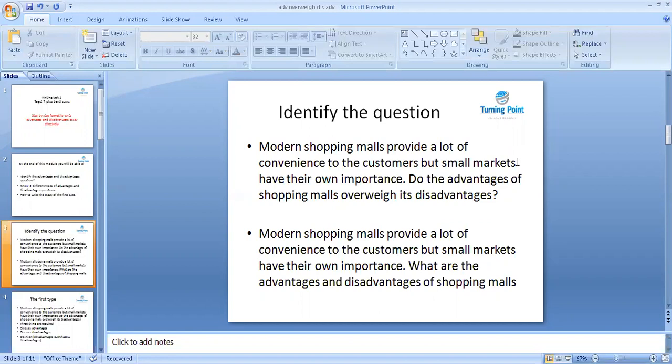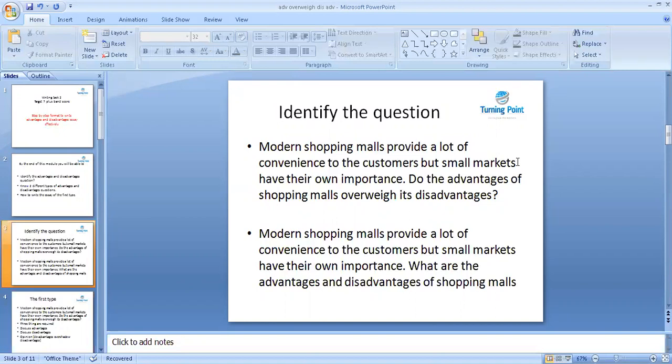They will be something like this. Modern shopping malls provide a lot of convenience to the customers, but small markets have their own importance. Do the advantages of shopping malls outweigh its disadvantages? So, in this essay, it is asking you for the advantages and disadvantages, and along with that, it asks you for the opinion as well.